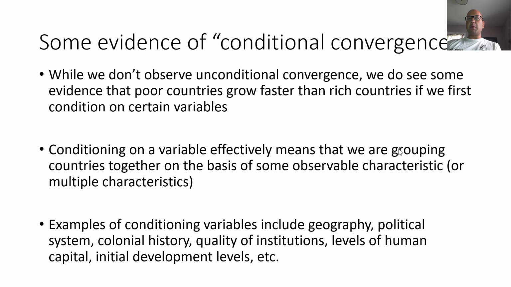But there is, however, some evidence of what we call conditional convergence. Conditional convergence basically means that if we first condition on a variable or even a set of variables, then we might observe within groupings of countries that are connected based on that conditioning variable that poorer countries are growing faster than richer countries within that group, right? So, for example, if we group countries together by geography, we might observe within a particular geographic region where you do have more similarities between countries, then the countries that start off poor might grow faster than the countries that start off rich.